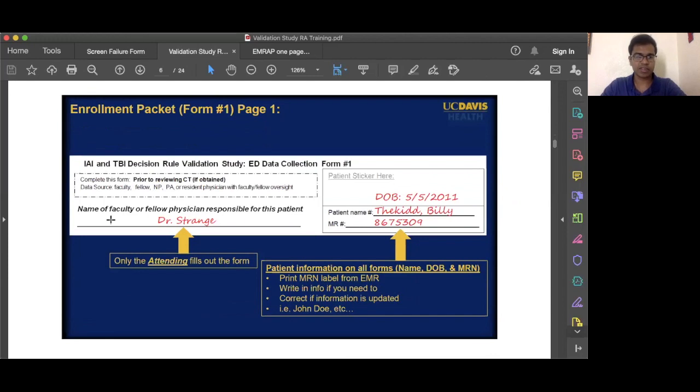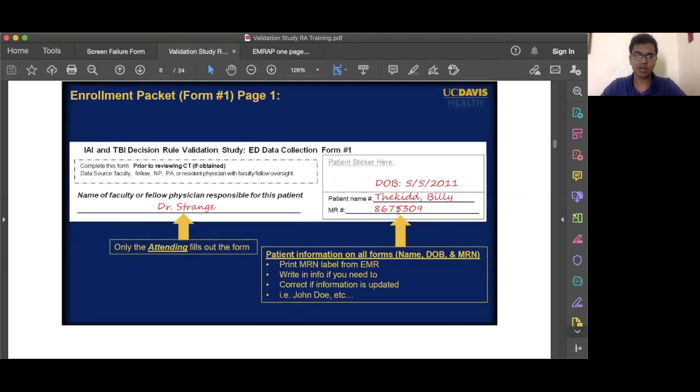All we're doing is listing the attending's name. So right up here, you just write their name. And then you would put a sticker right down here. So you just print a sticker with their MRN label, and you would go ahead and put that there. As long as the sticker has an MRN label, it doesn't matter what sticker you use. It just has to have an MRN label.